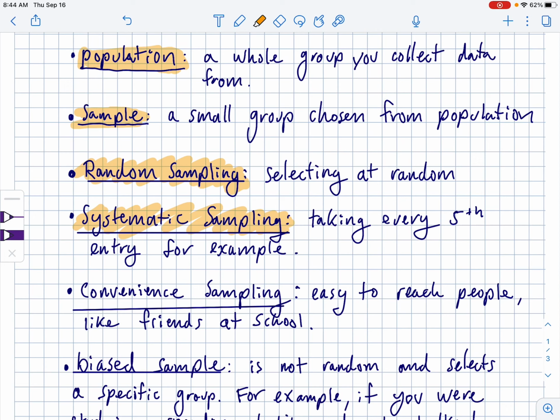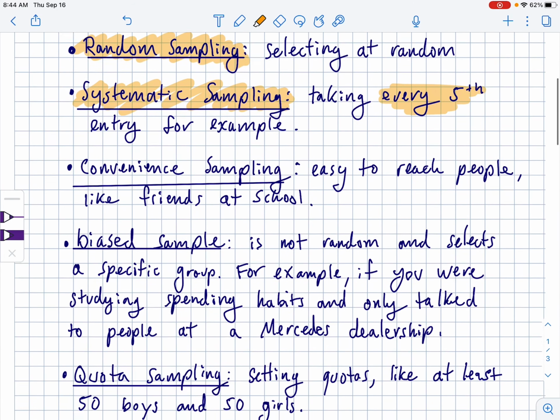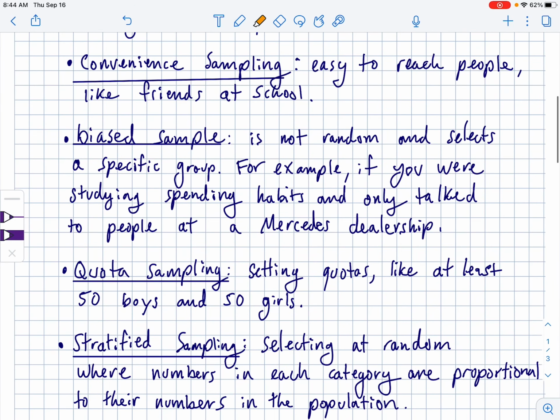Systematic sampling would be a little more systematic, for lack of a better word. The book's example is taking every fifth entry. I feel like this is sort of still random, but if all your data was arranged from least to greatest, every fifth would be kind of a systematic way to sample. Convenience sampling is easy to reach people, like friends at school. So if you were studying caffeine consumption of teenagers, you could just talk to your friends, and that's convenience sampling. It might not be the best sample, though.